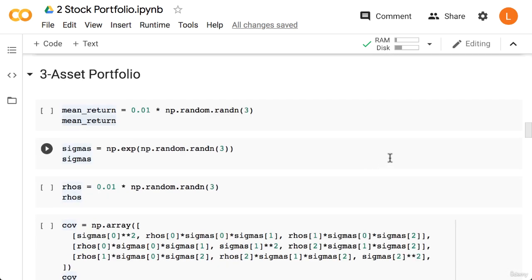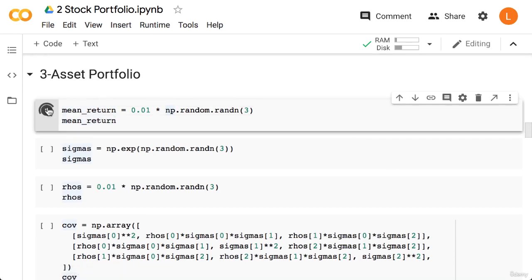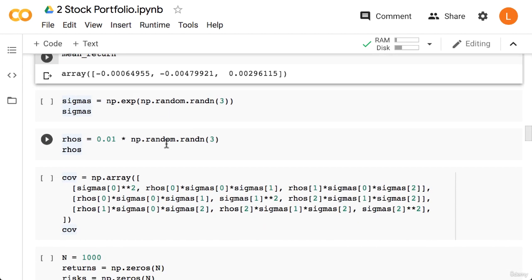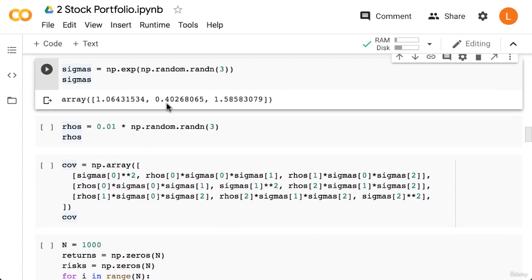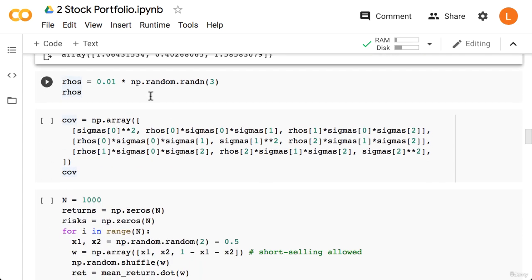Alright, so next, we're going to look at a 3-asset portfolio, and you'll get to see how this plot changes. So first, we're going to go through all the same steps to generate our mean and covariance. We'll start by generating the means from the normal, again with standard deviation 0.01. Next, we generate sigmas by exponentiating samples from the standard normal. Next, we generate our rows by drawing from the normal with mean 0 and standard deviation 0.01.